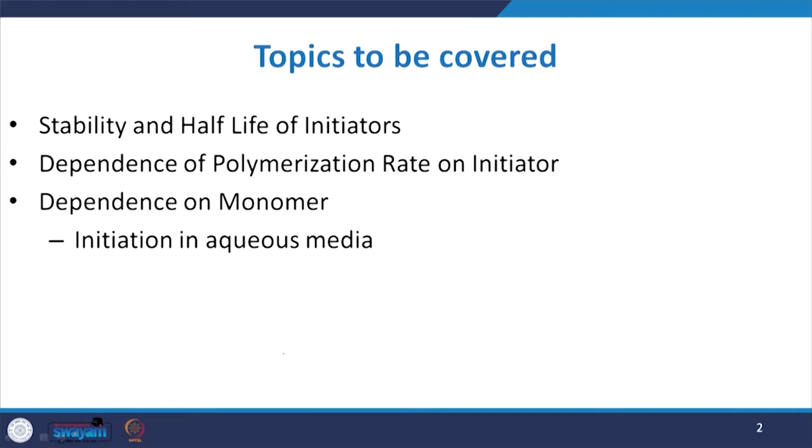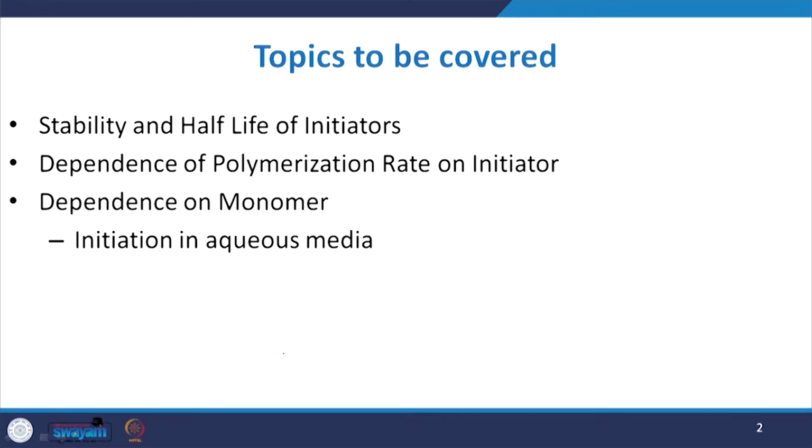Welcome to the chapter of half-life, propagation and termination part 2 under the head of radical chain polymerization. If you recall, in the previous lecture we studied the stability and half-life of different initiators. We discussed the mathematical equations attributed to the half-life of different initiators. We also discussed the dependency of polymerization rate on initiator, and how these initiators play a vital role in the rate determining steps of the polymerization process.